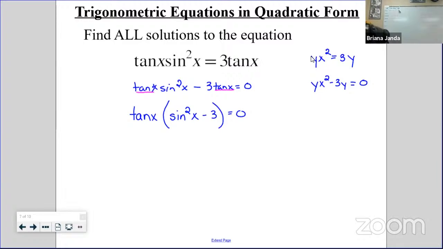Okay, so that's the first important thing I want you to get out of this example: a GCF. When you start seeing mixed trig functions today, think GCF. Get them on the same side, factor out the one they had in common. Okay, so set then each part equal to 0.